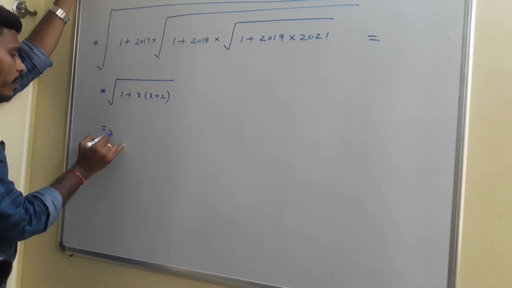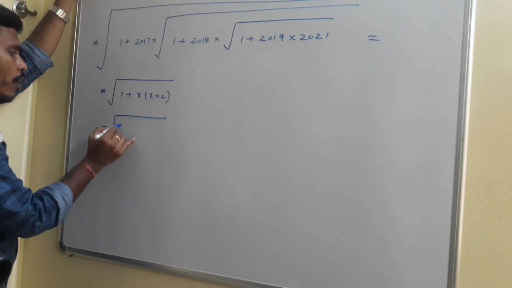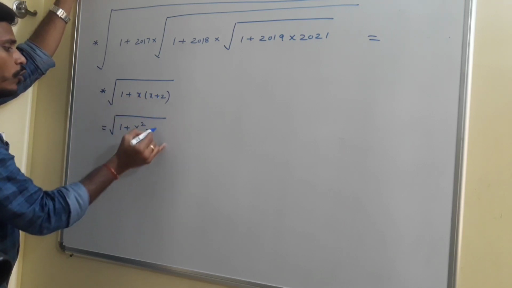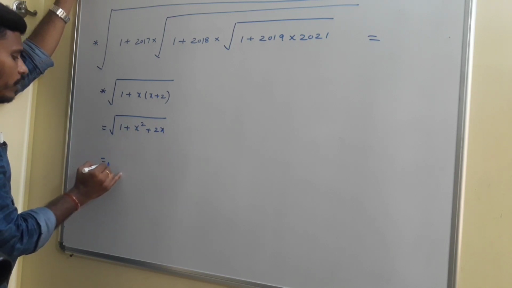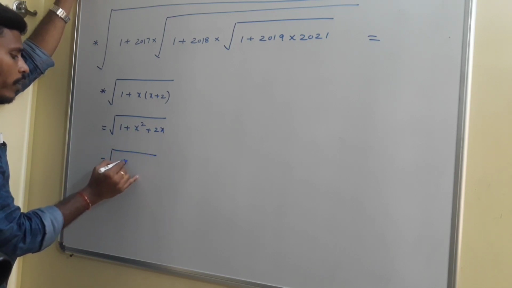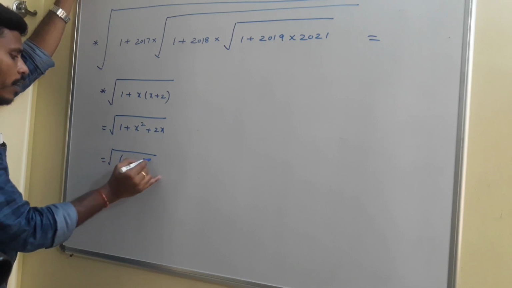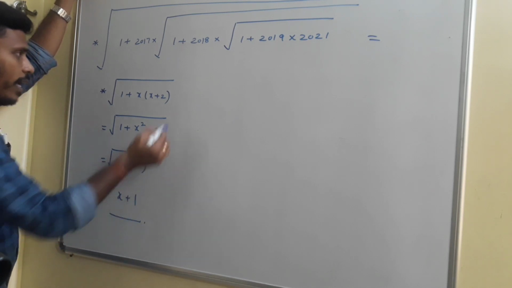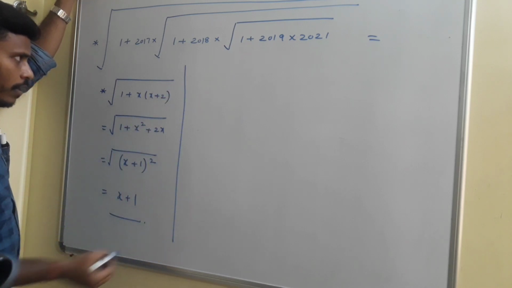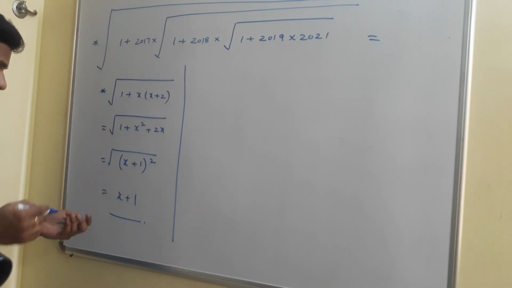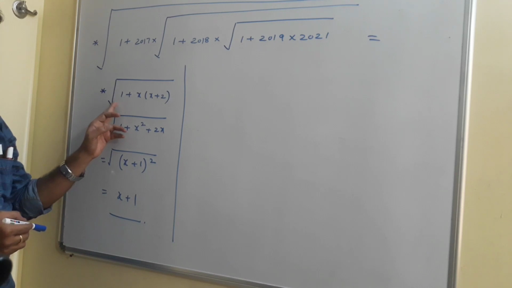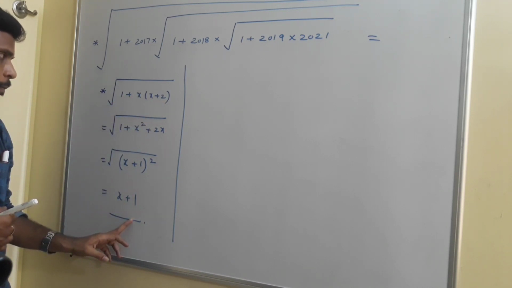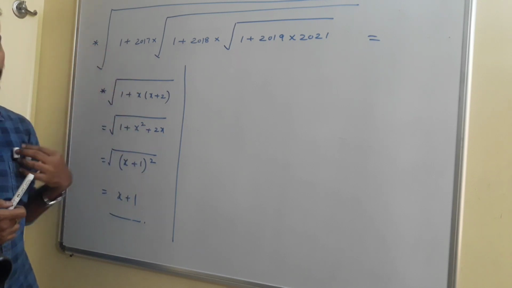I am doing it here: this equals square root of 1 plus x into x plus 2, which is x square plus 2x. Now this equals square root of x plus 1 whole square, and the square and root get cancelled. You are left with x plus 1. Is there any doubt regarding this? We need to utilize root of 1 plus x into x plus 2 equals x plus 1 as a formula to solve the problem.